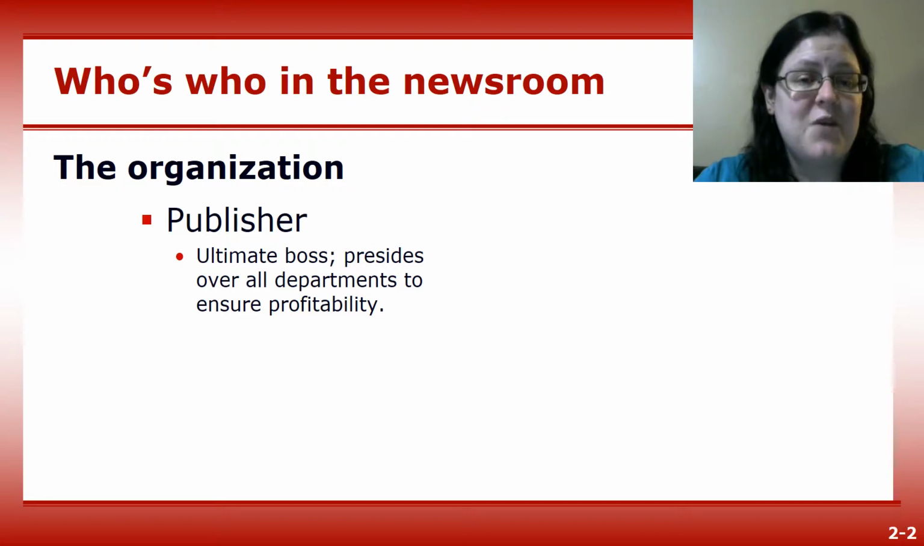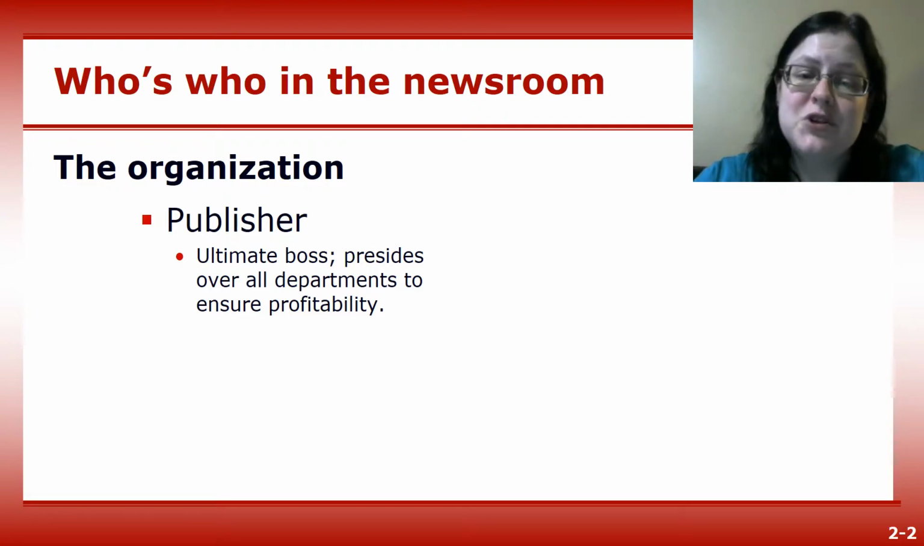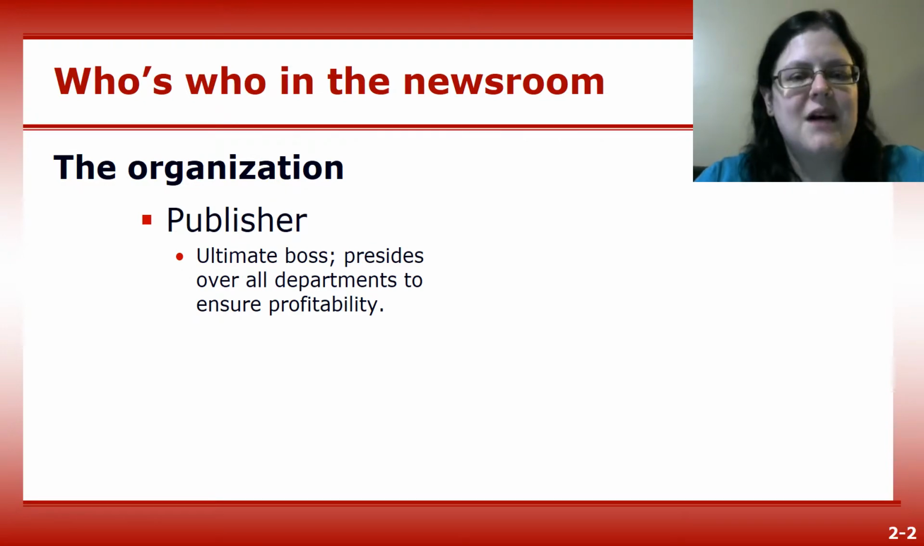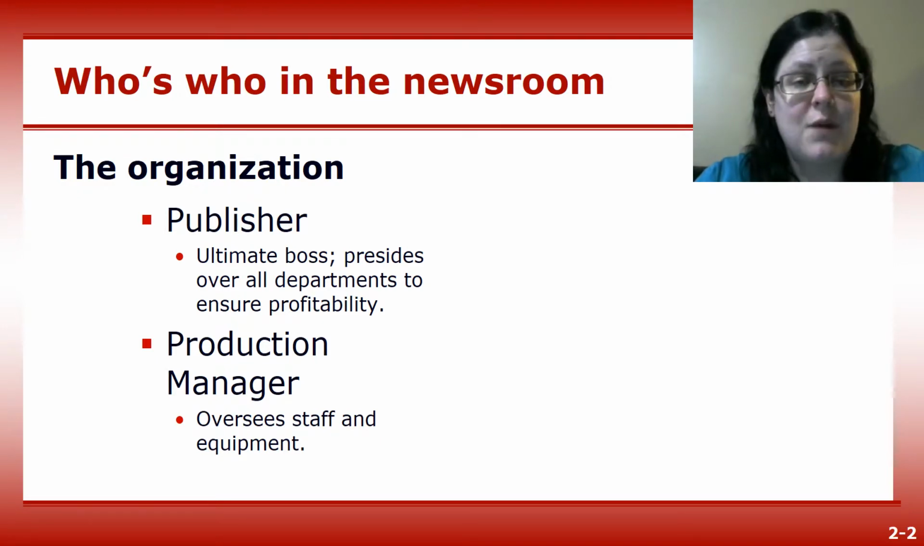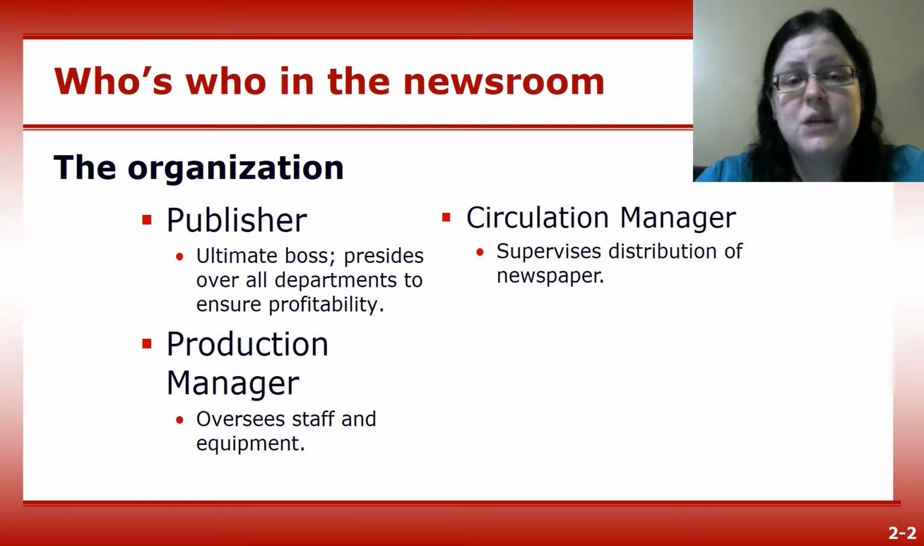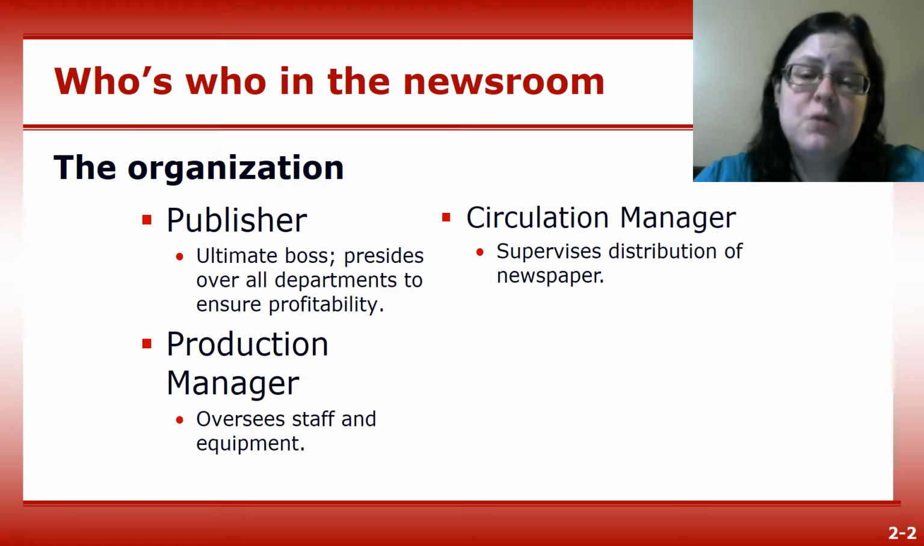Going down the chain of command in the newsroom, the publisher is in charge of everything at the newspaper. That's where the buck stops. The production manager is in charge of production, overseeing all staff and printing equipment. The circulation manager supervises distribution, getting the newspaper on newsstands and to subscribers.